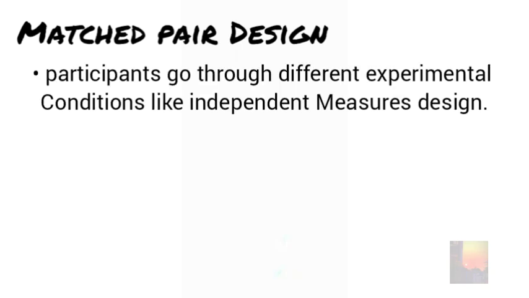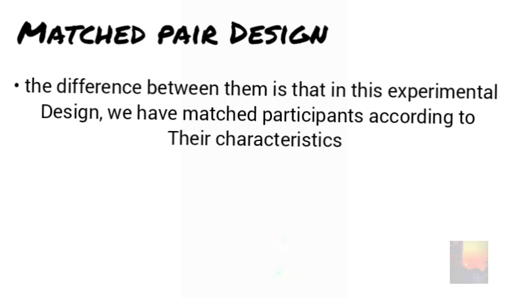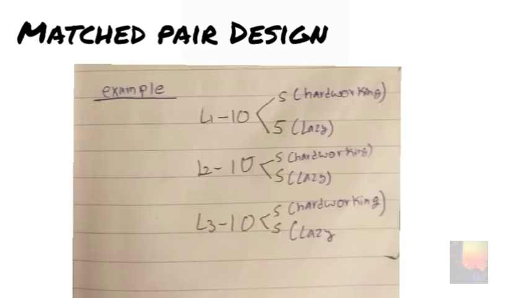The third type of design is matched pair design. In this experimental design, the different participants go through different experimental conditions, like independent measure design. The difference between them is that in this experiment, we have matched the participants according to their characteristics. To get a fair result, we have matched the lazy with hardworking students. Thus, this way we have reduced participant variables.